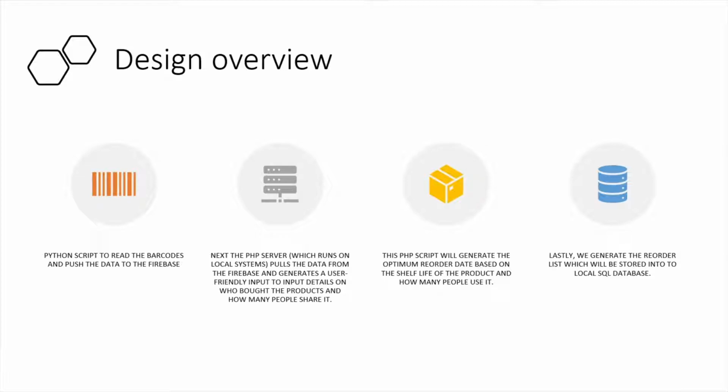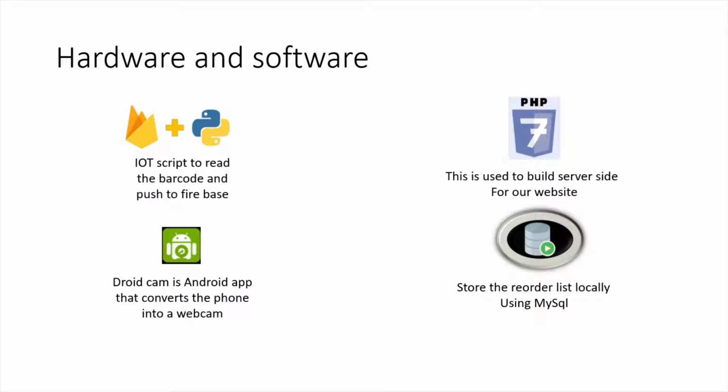Based on that, we generate an optimum reorder date, and a reorder list is generated. This reorder list is stored in a local SQL database, so whenever you want, you can go to it. We also have a delete option. For example, you can go to the website, and let's say you've ordered everything, you can just tick what you've ordered and delete them. I'll show you the working in a moment.